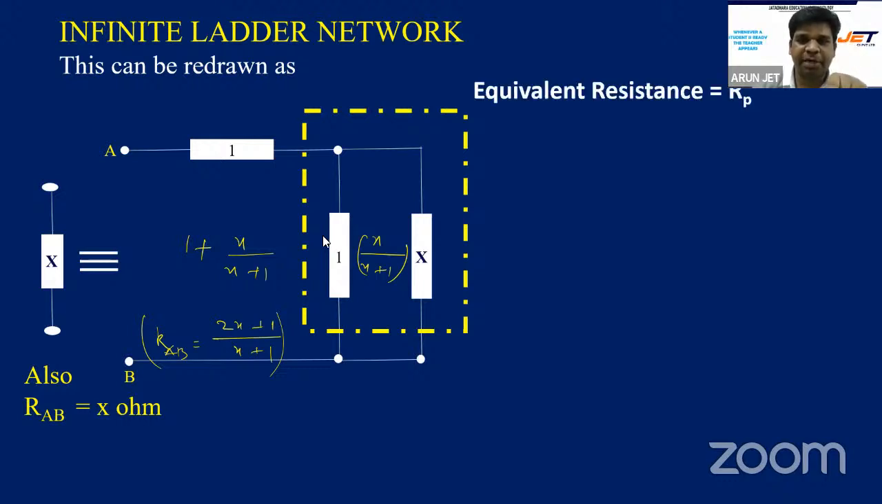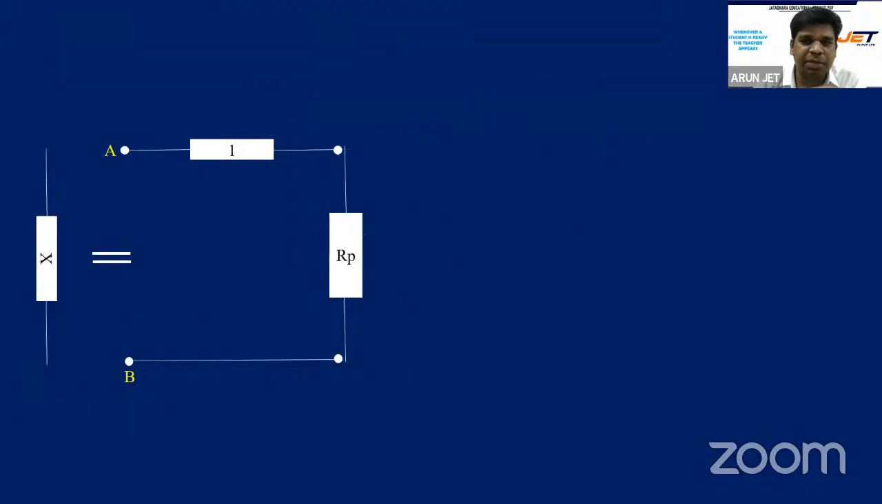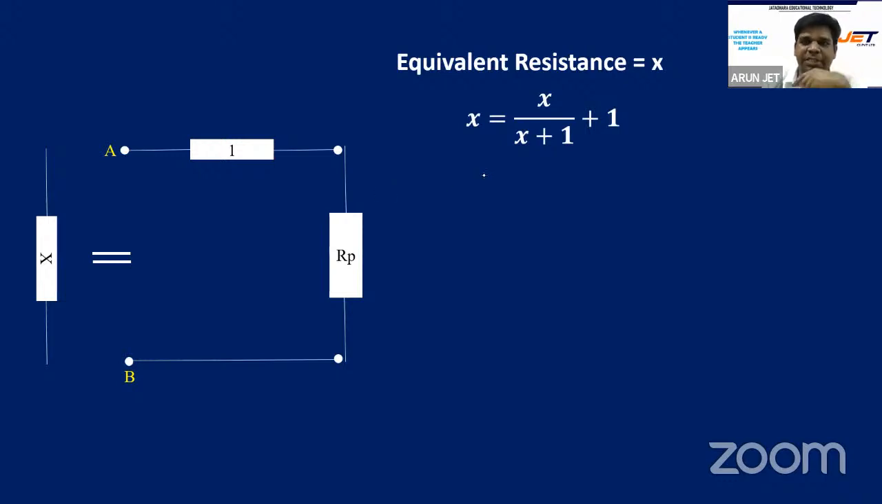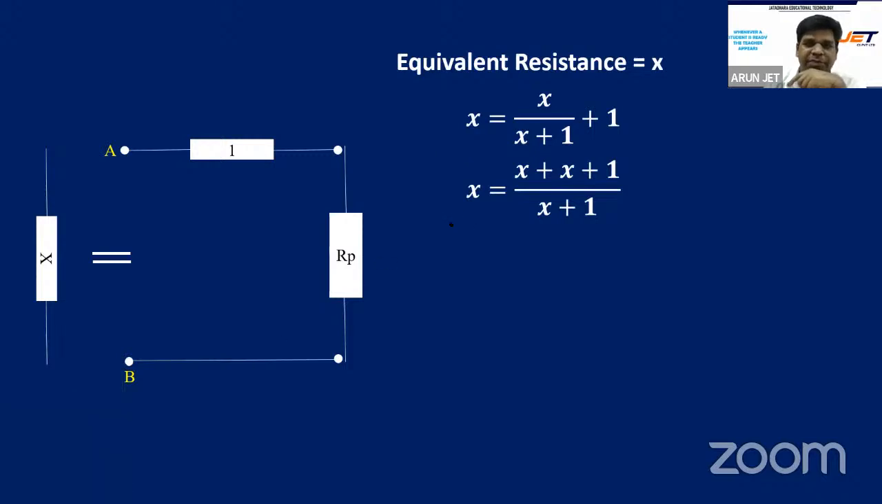Now, this is in parallel. Equivalent resistance is 1 by x plus 1 by 1, which is 1 plus x by x, which is x by x plus 1. So, R parallel is x by x plus 1. Now, that R parallel is in series with 1. Equivalent resistance x. So, x is equal to x by x plus 1 plus 1. This is between A and B.